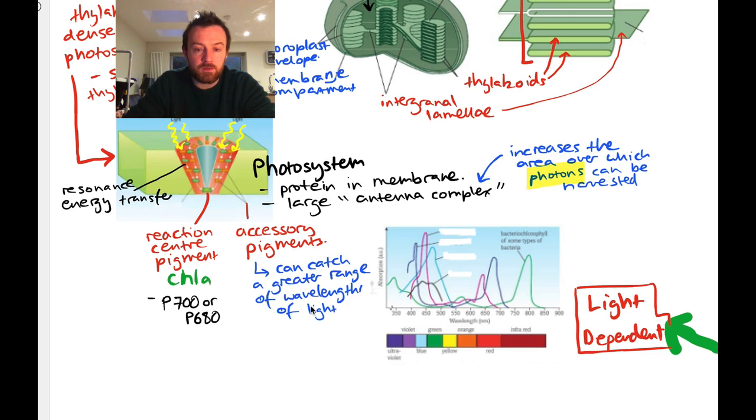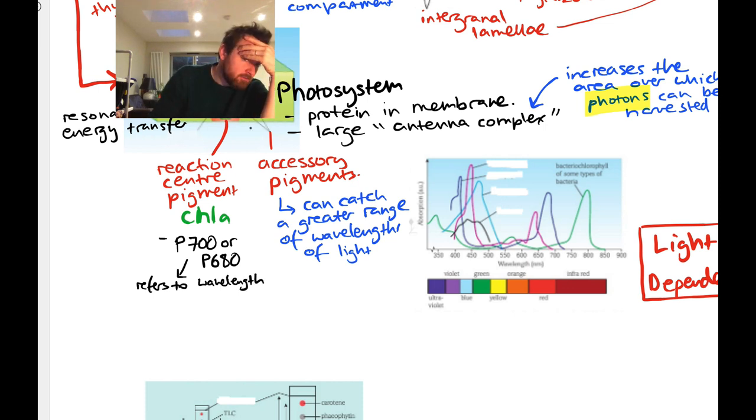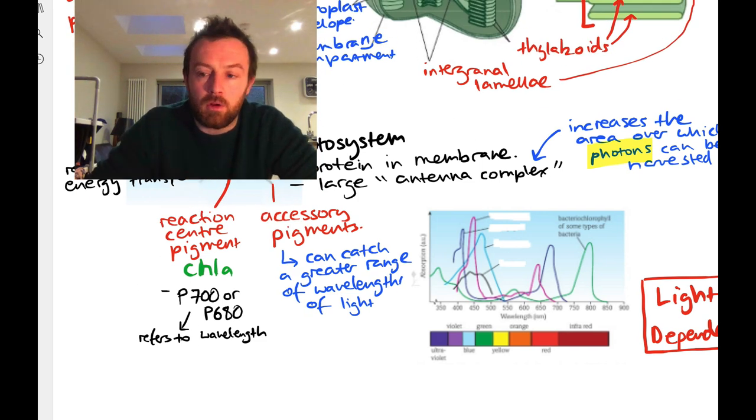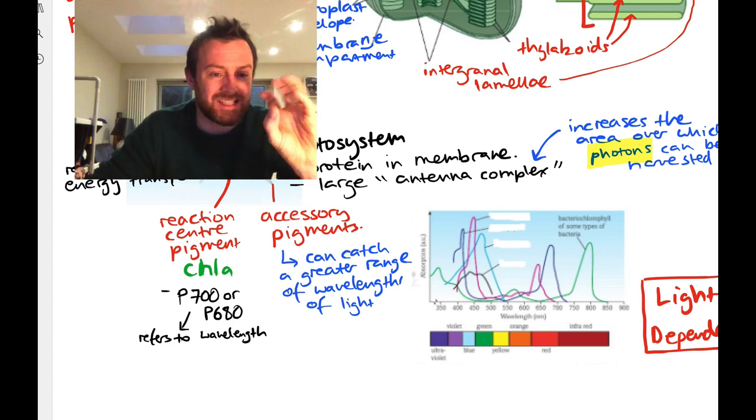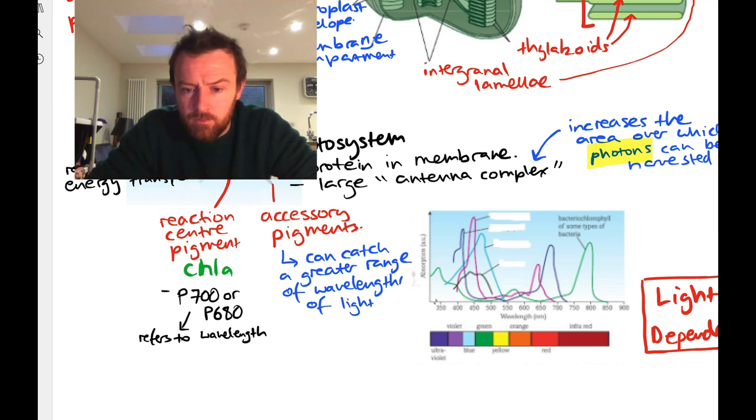So let me zoom in a bit more on this diagram here, which I've put pretty small because you don't need to know this diagram, it's more for illustrative purposes. So P700 or P680 refers to wavelength. That means that if you only had the reaction center pigment molecule, then the photosystem would only be able to catch photons of light if they were coming in pretty much bang on 700 or 680 nanometers in wavelength, which is a kind of red wavelength of light.